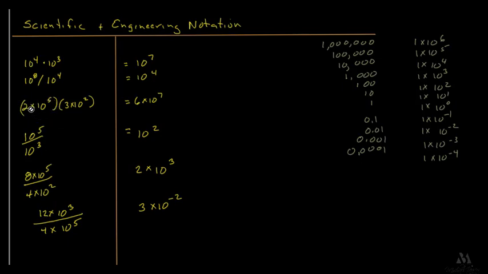When we do actual numbers, we are going to multiply this part and add the exponents. When we divide, we will divide this part and subtract the exponents.